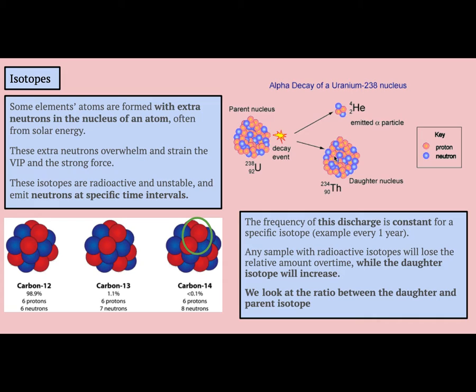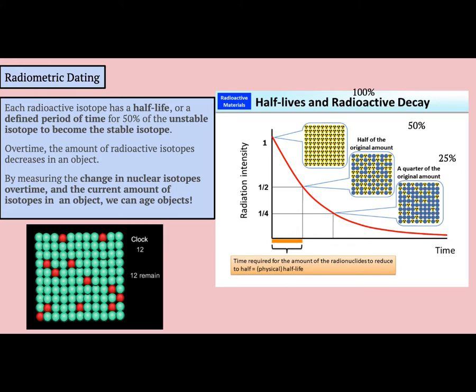Now, this discharge is constant for each specific type of element, which allows us to be able to date things. But also, when we look at things with any type of radioactive isotopes, we can compare the amount of parent to daughter, and that will give us some really good information about its relative age. Which brings us to radiometric dating.